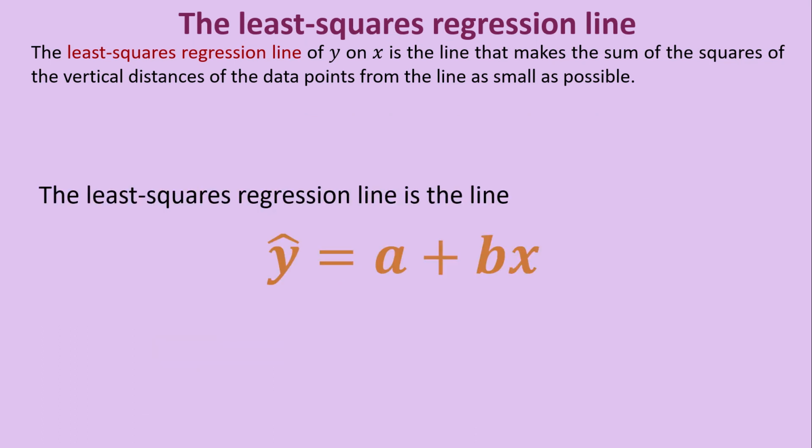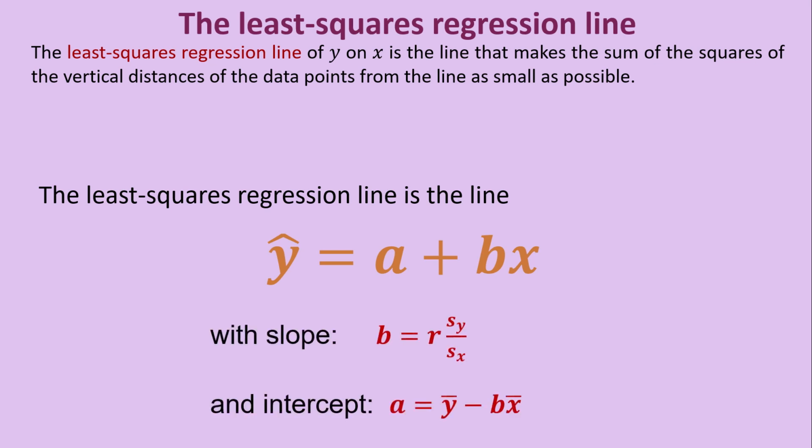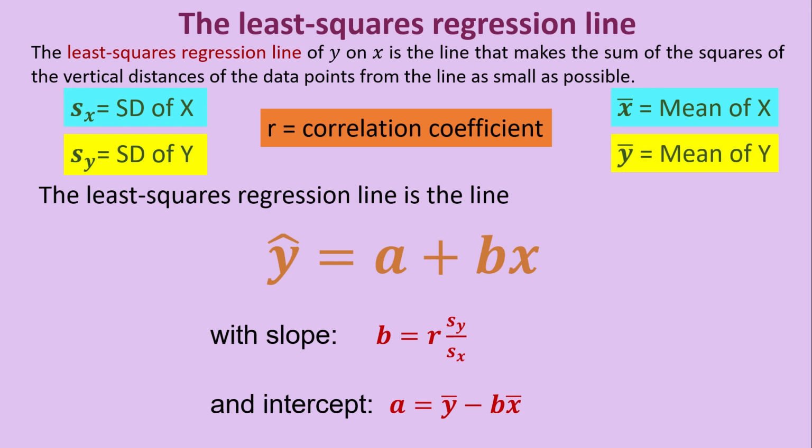The least square regression line is the line y hat equals a plus bx. How do we find the a value and b value? B is the slope and it is r times sy over sx. And a is the intercept, y-intercept. It is y bar minus b x bar. R is the correlation coefficient, sx is the standard deviation of x, sy is the standard deviation of y, and x bar and y bar are the means of x and y respectively.